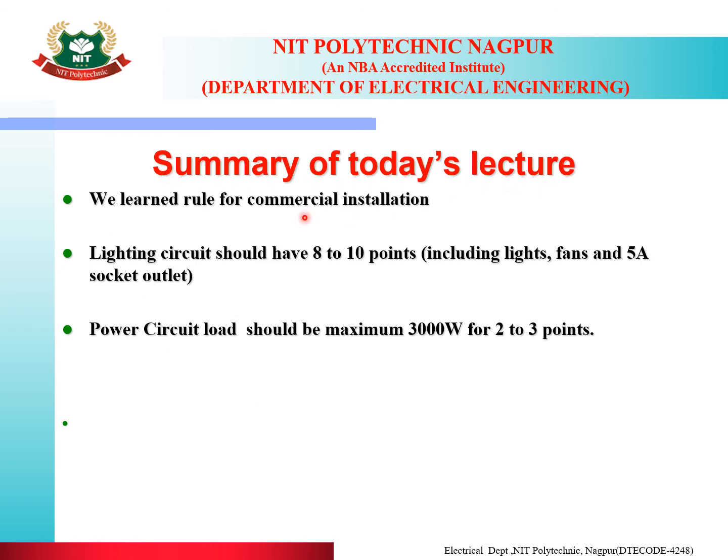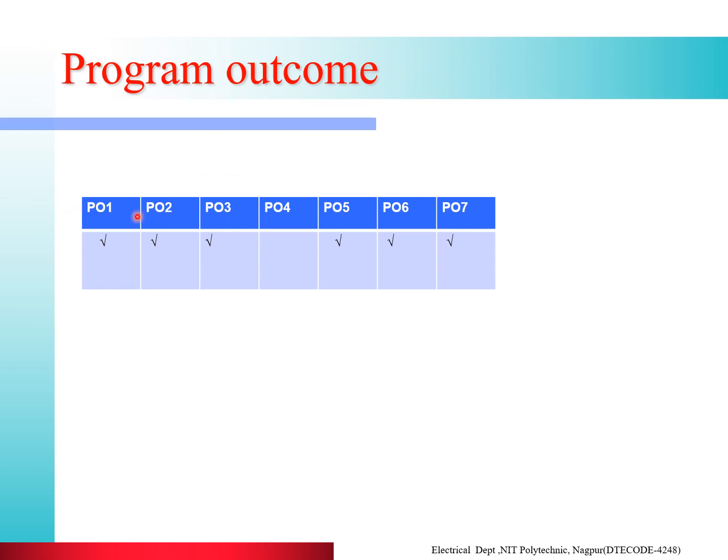So summary of today's lecture, we learned the rules for commercial installation design. First is lighting circuit should have 8 to 10 points including light, fan and 5 ampere socket outlet. Power circuit load should be maximum 3000 watt for 2 to 3 points. The PO mapping of this lecture is shown here for the 7 POs.